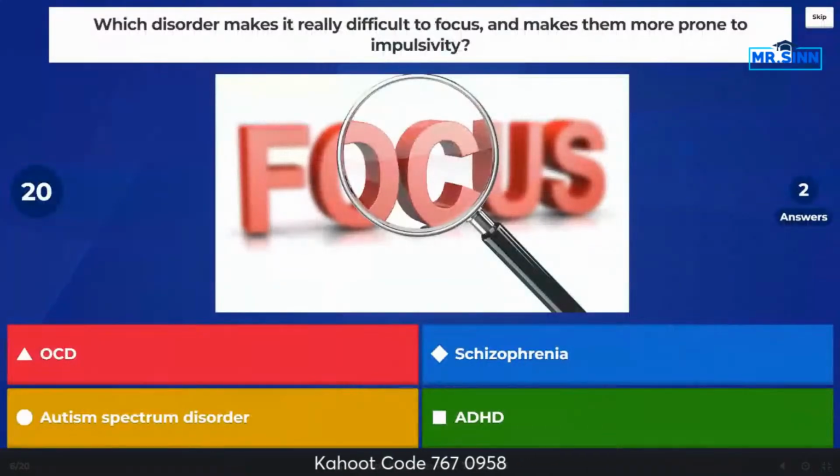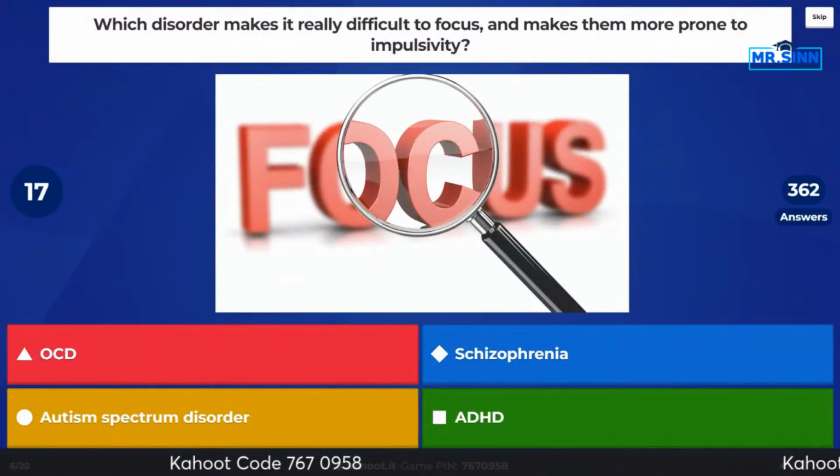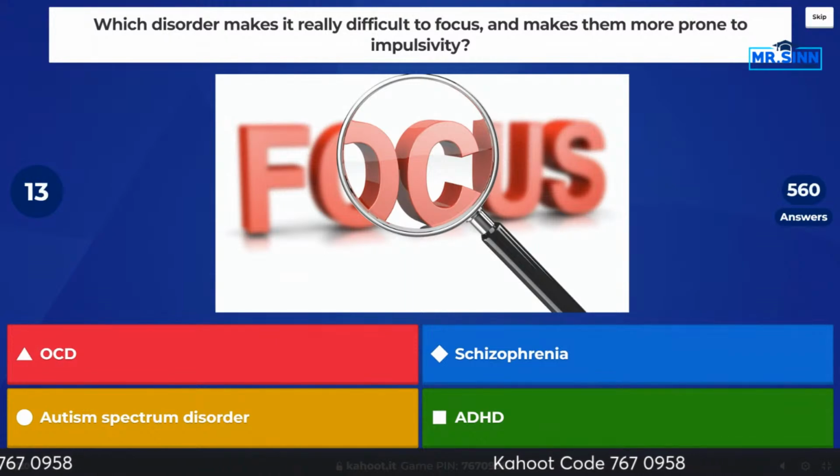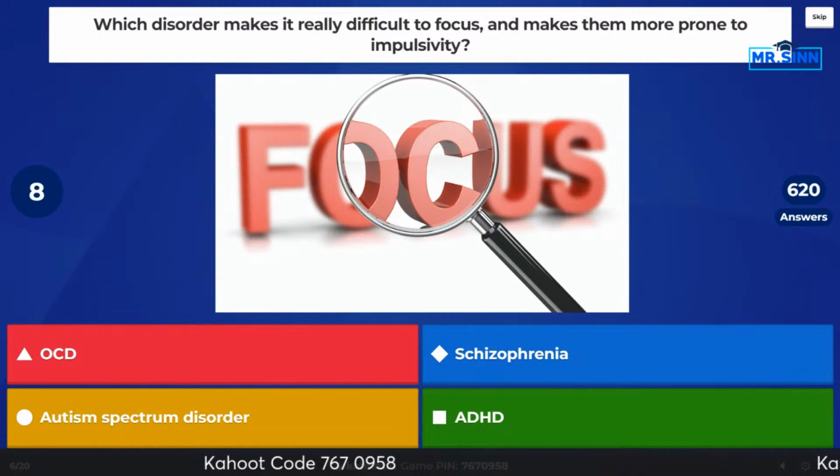All right, up next: which disorder makes it really difficult to focus and makes people more prone to impulsivity? What do we got here? We're looking at disorders. There's a bunch in this unit.